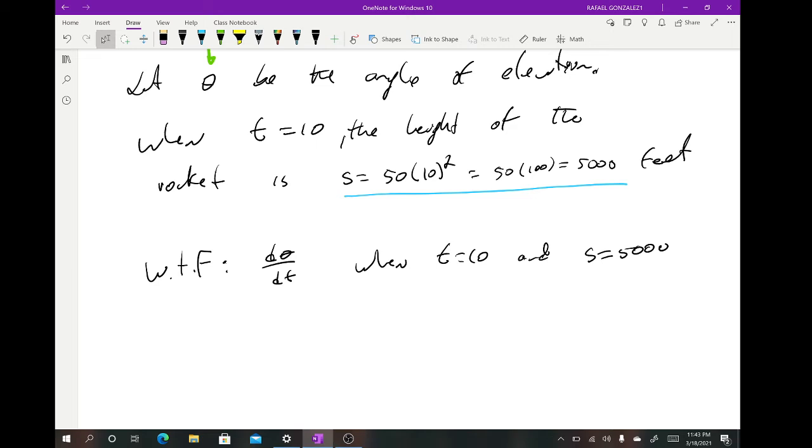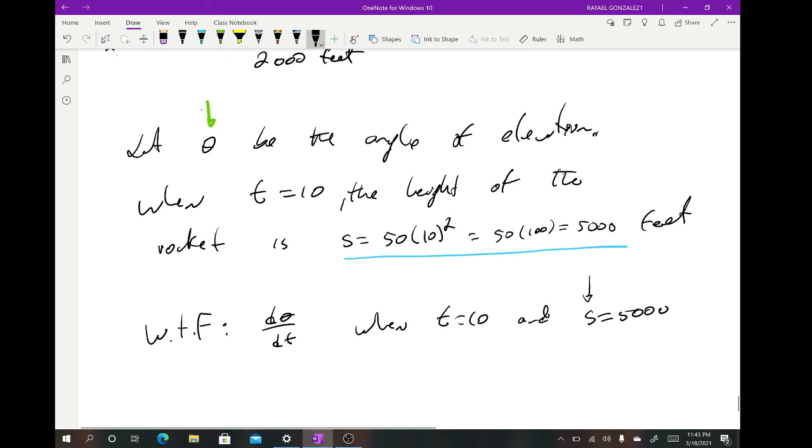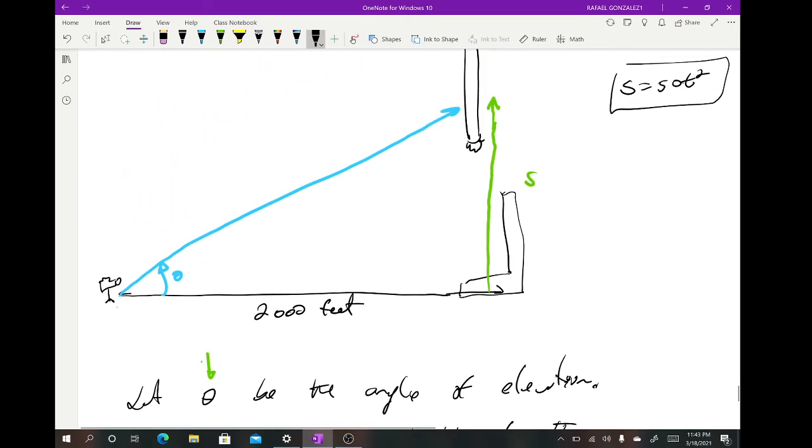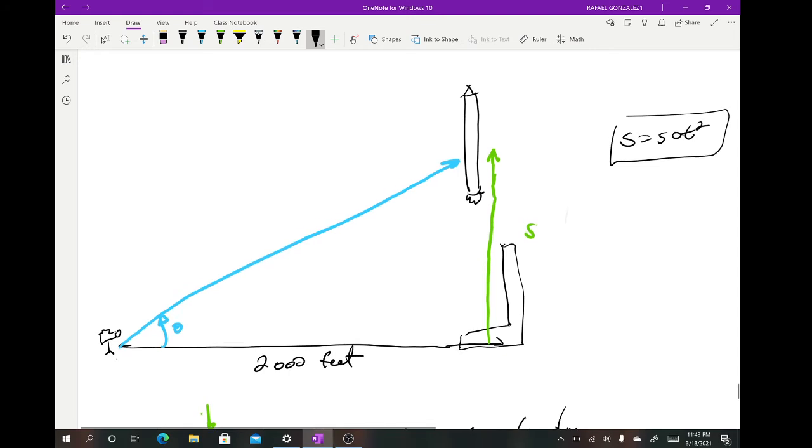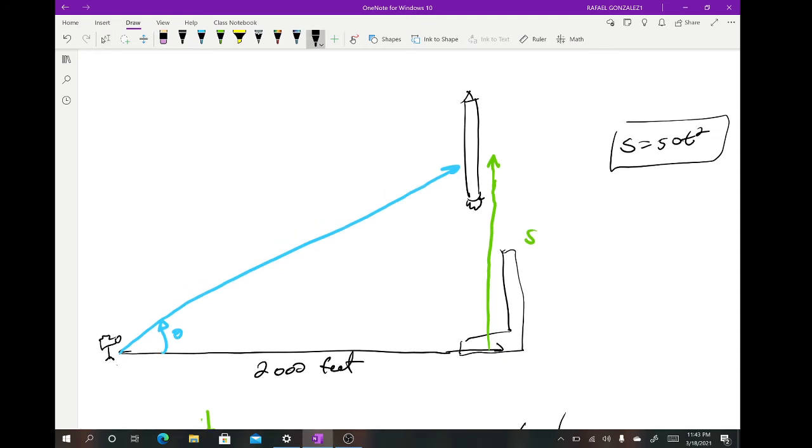Now, notice that we have s here, and we have d theta dt. What is the rate of change of the position of the rocket? That is something very important that we need to find out. What is the rate of change of the position of the rocket as time passes by? Because we know that that's changing as the rocket keeps on rising.